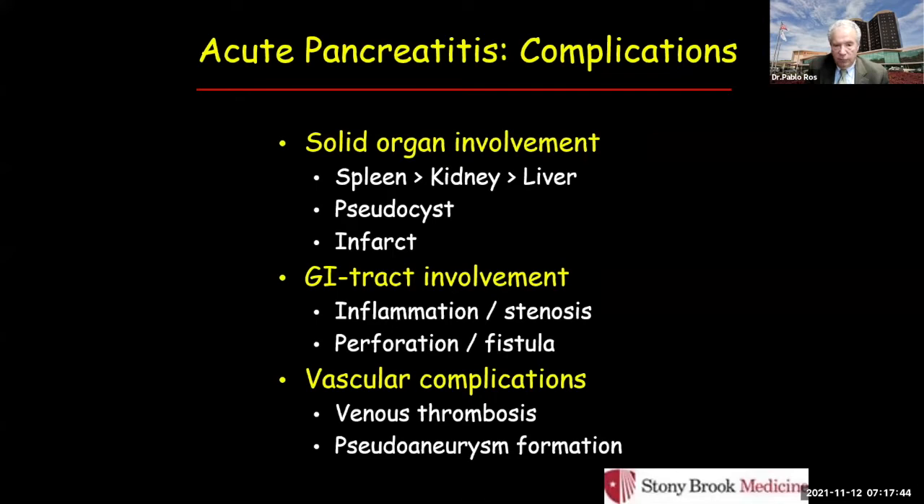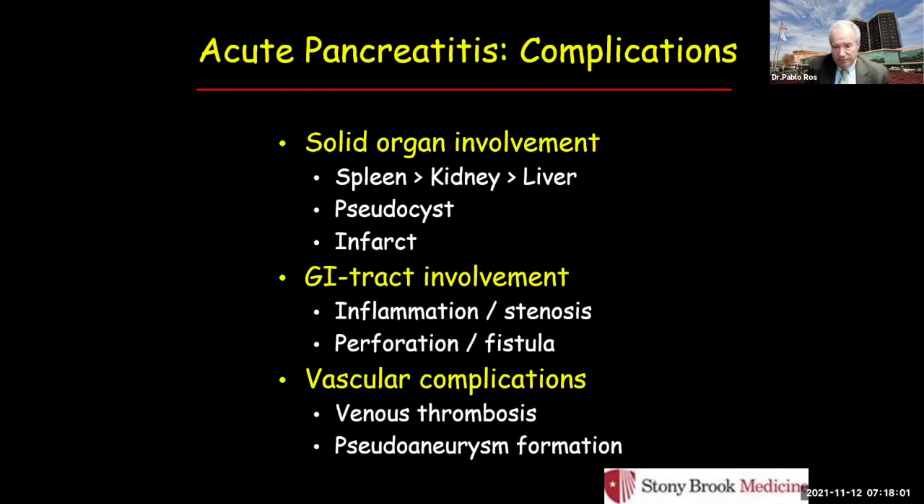At the end, the more cellular and packed the organ is, the fewer chances for accepting complications of acute pancreatitis. But pseudocyst formation can occur frequently in the spleen, the kidney, or the liver. Infarctions of any of these solid organs that are in the upper abdomen.